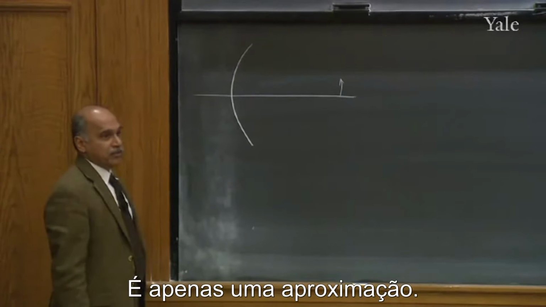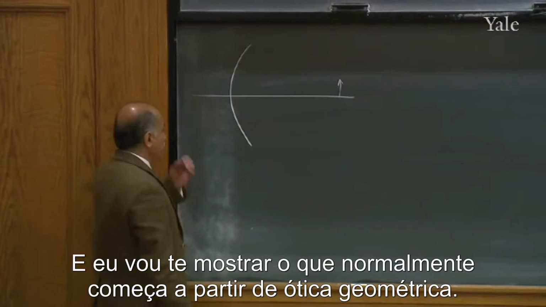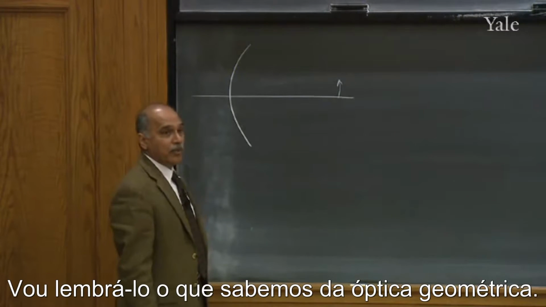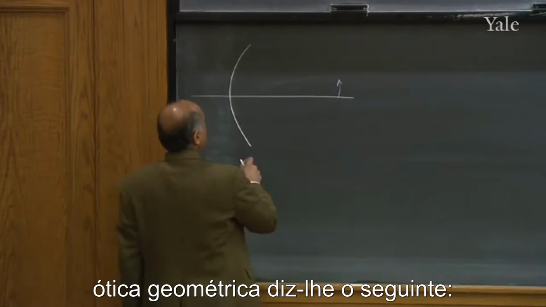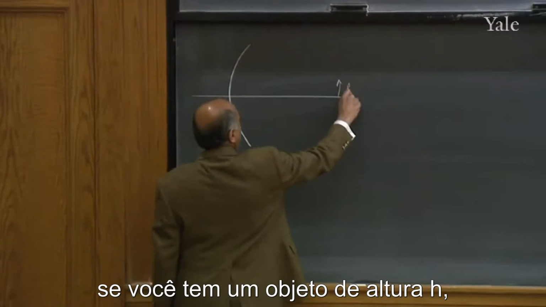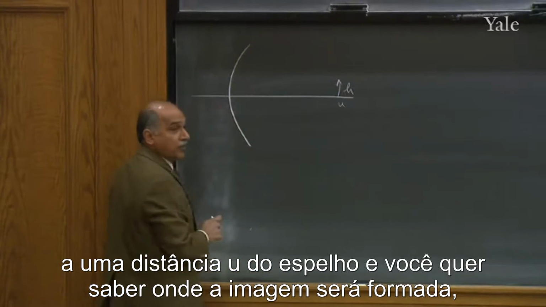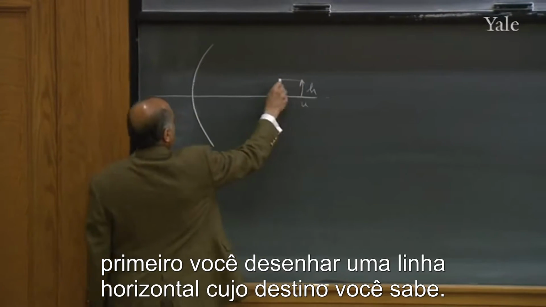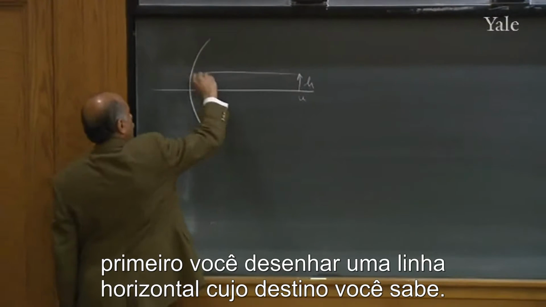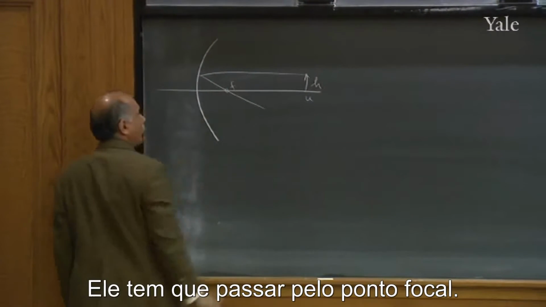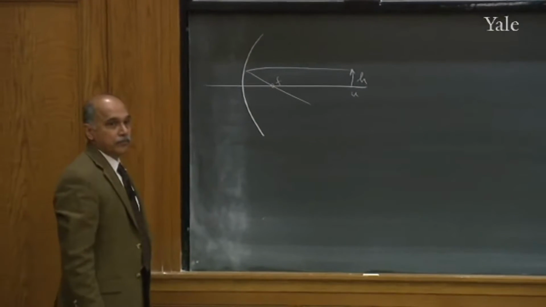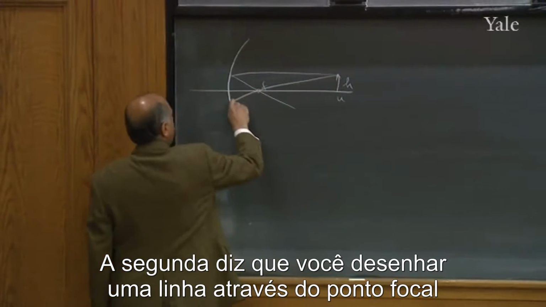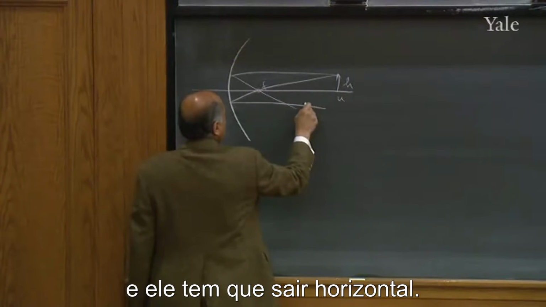It's only an approximation. And I will show you what we normally get from geometrical optics. Geometrical optics tells you the following. If you have an object of height h at a distance u from the mirror, and you want to know where the image will be formed, you first draw a horizontal line whose fate you know. It has to go through the focal point. The second one says you draw a line through the focal point, and it's got to come out horizontal.